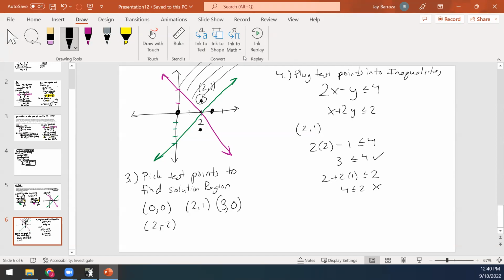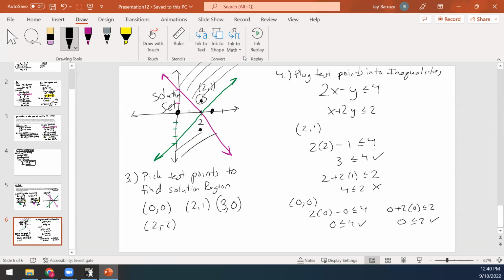Then let's say the next region, I do (0, 0). I would do (0, 0) first no matter what, but I wanted to show you what happens when you don't get a good one. If I plug in (0, 0), I get 2 times 0 minus 0 less than 4, so 0 less than 4. Check. If I do 0 plus 2 times 0 less than 2, I get 0 less than 2. Check. So this is my solution set.